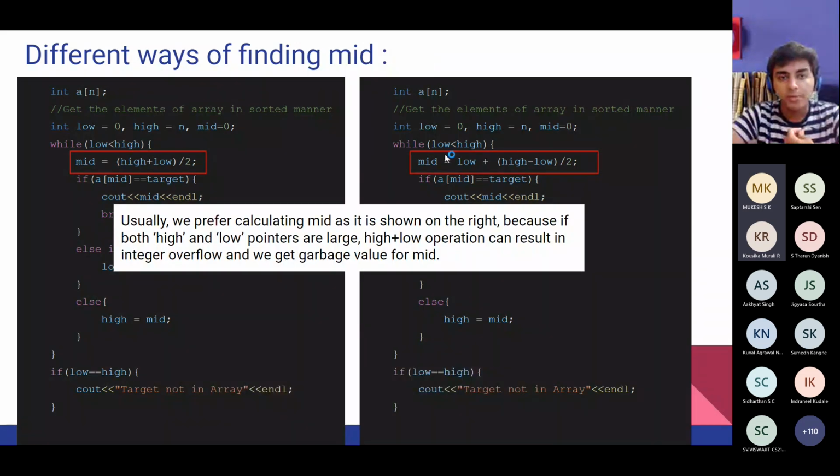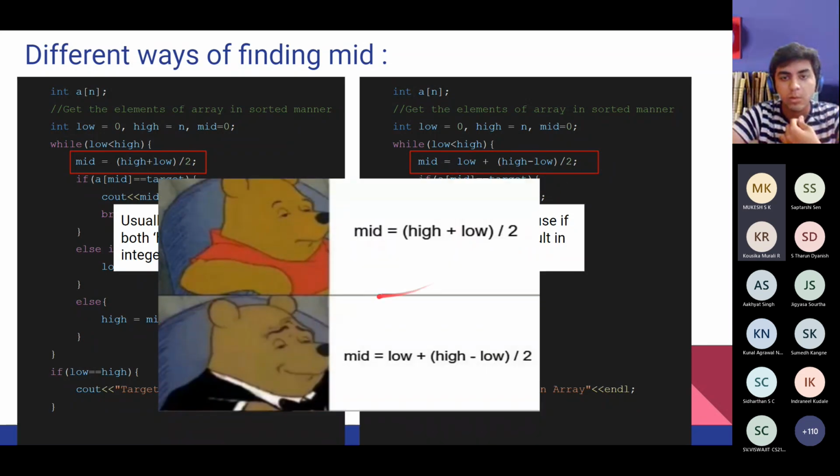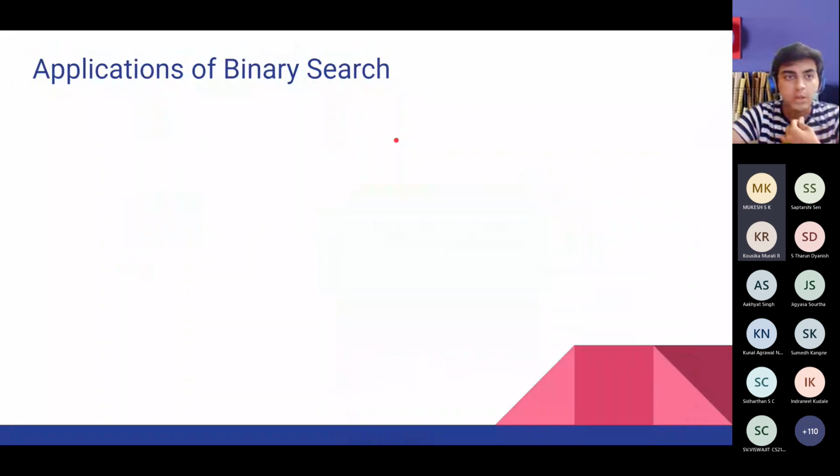So usually we prefer calculating mid the way it's shown on the right, low + (high - low) / 2. Because if both high and low are sufficiently large, then this high + low operation can result in an int overflow error. That's why we prefer this way of finding the mid value. So keep this in mind whenever we implement binary search.